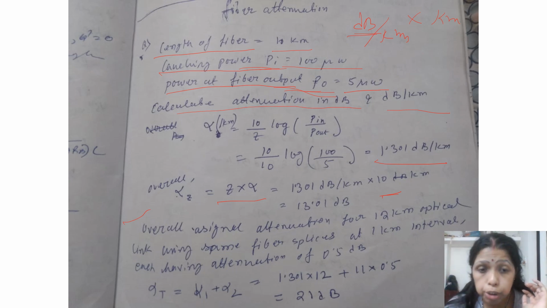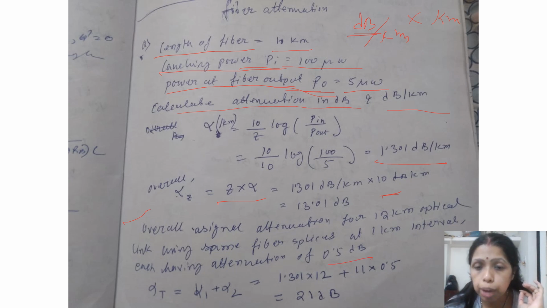How can you understand this one? Because the link uses the same fiber with splices at 1 kilometer interval. Splicers means the connector at 1 kilometer interval. If you have the 12 kilometer length, how many splicers are required at a 1 kilometer interval? 11 splicers are required. I hope it is clear. You need to put the 11 splicers in between the front end and the other side of the optical fiber. Each splicer has some attenuation.